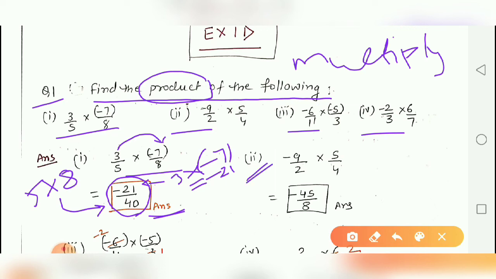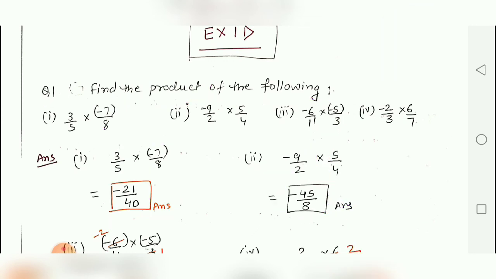Similarly, we have done the second part. Here negative 9 upon 2 multiplied by 5 upon 4. We will multiply numerator by numerator. Negative 9 into 5 is negative 45 and 2 into 4, both the denominators are multiplied and we will get 8 as the answer, and the whole answer will become negative 45 upon 8.